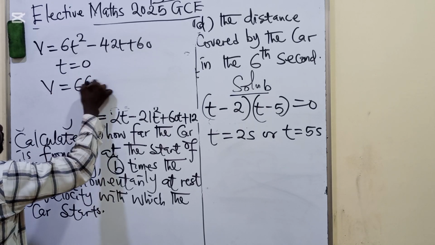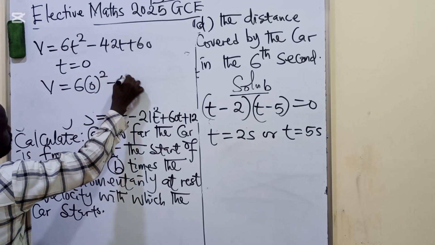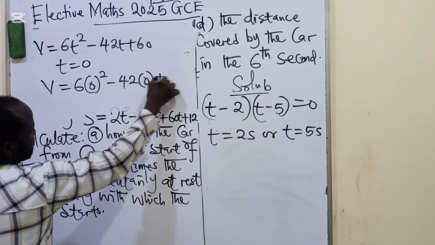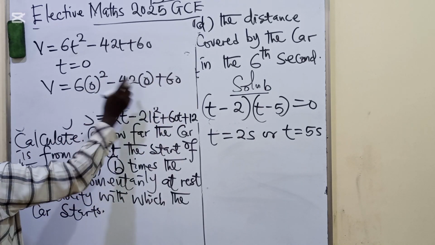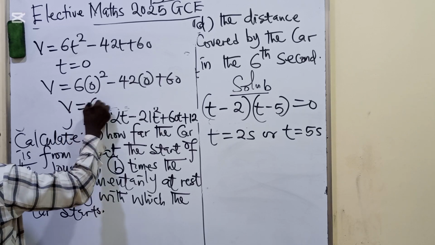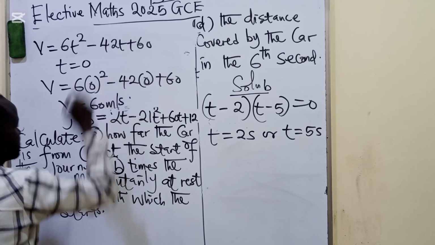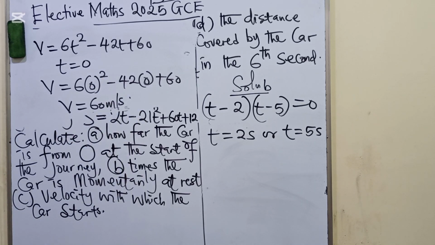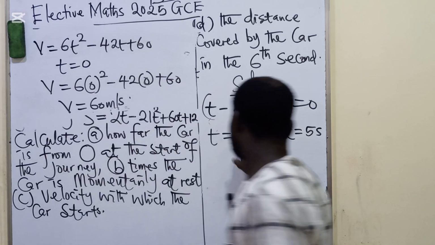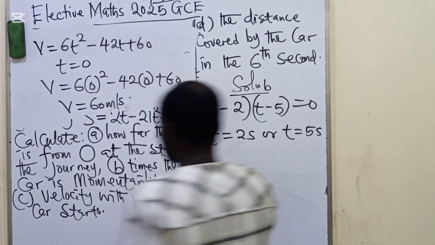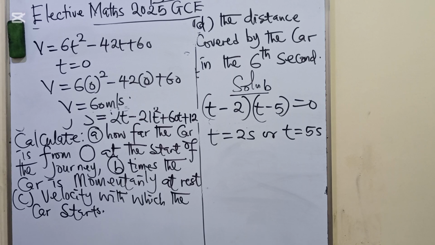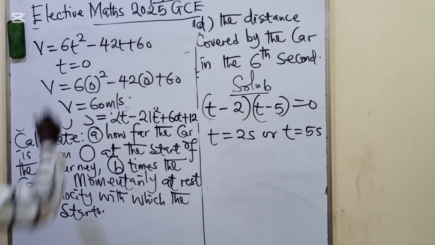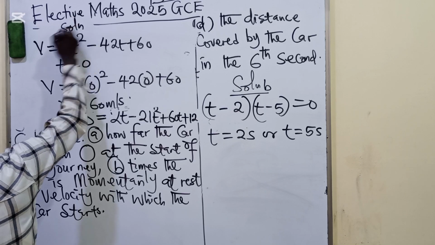Anywhere we see t, we put 0 now. Plus 60. This will be 0, this will be 0. V now will be 60 meters per second. So the velocity will be 60 meters per second. We can't use t as 2 or 5 because this is the calculated t. Okay, so this is the solution to C: 60 meters per second.